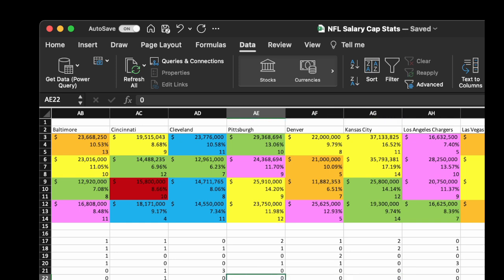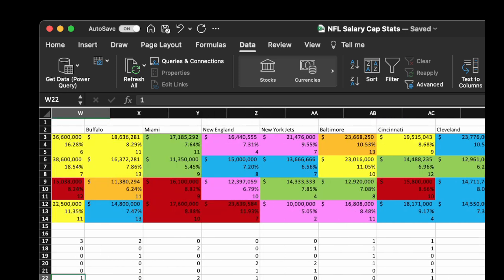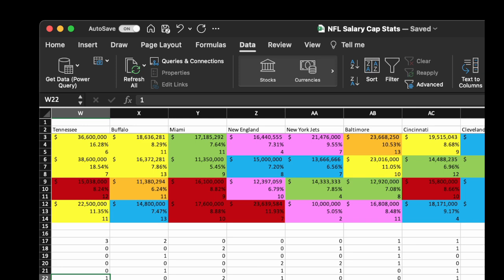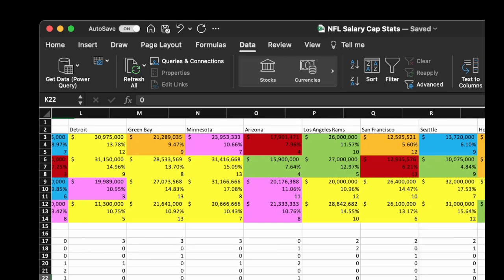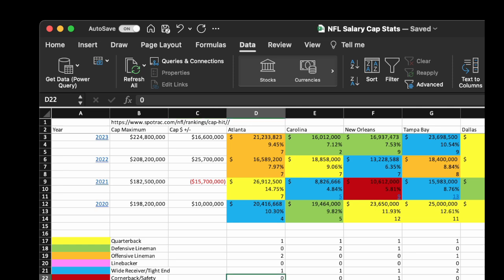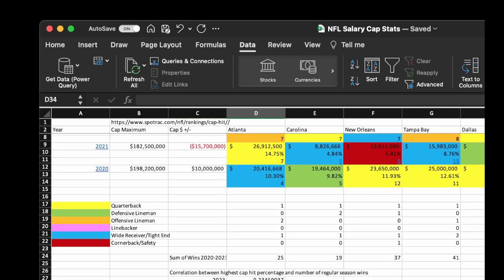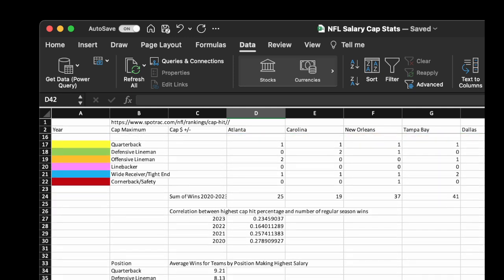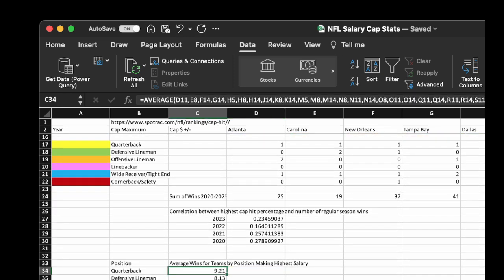Okay. And then I wanted to see, if we scroll all the way over, what the average number of wins were by the highest paid position player. Teams that had a quarterback as the highest paid player averaged 9.21 wins a year from 2020 to 2023.